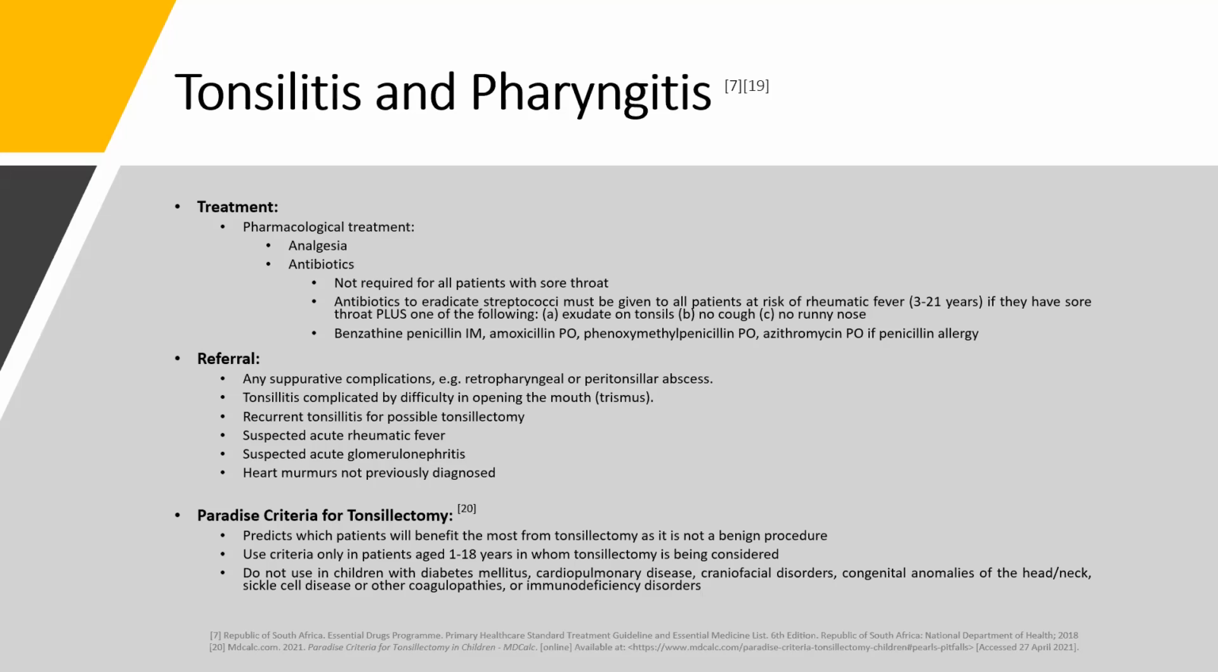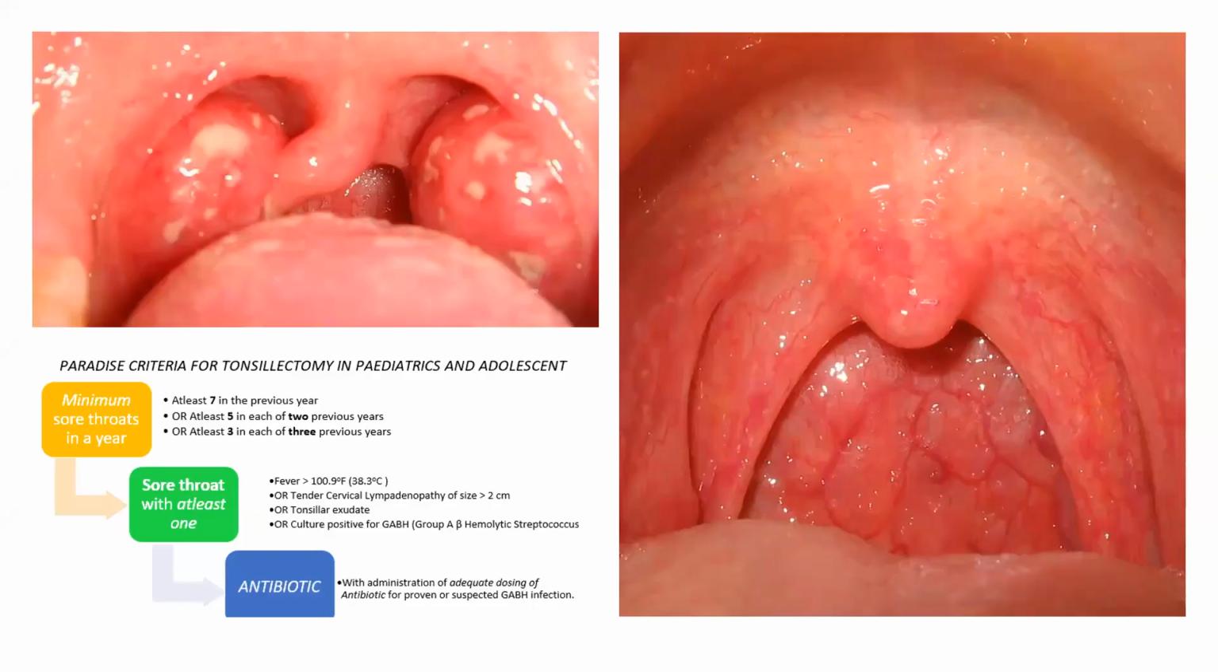Paradise criteria for tonsillectomy is a useful criteria to identify patients that will benefit most from tonsillectomy, as this is not a benign procedure and is not for all patients with tonsillitis. The criteria is only to be used in patients between the age of 1 and 18 years in whom a tonsillectomy is seriously being considered, and is not for children with a host of other comorbidities that might qualify for a tonsillectomy outside of the criteria. So these images just demonstrate pharyngitis on the right, tonsillitis top left, and the Paradise criteria are mentioned there in the bottom left corner.